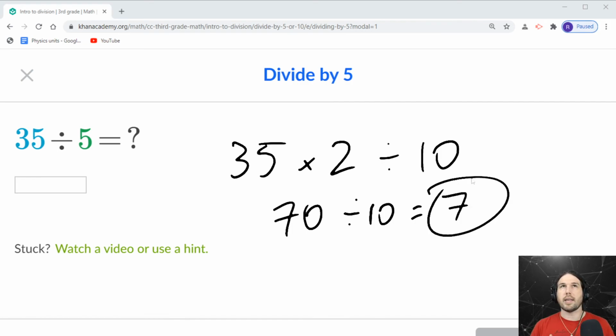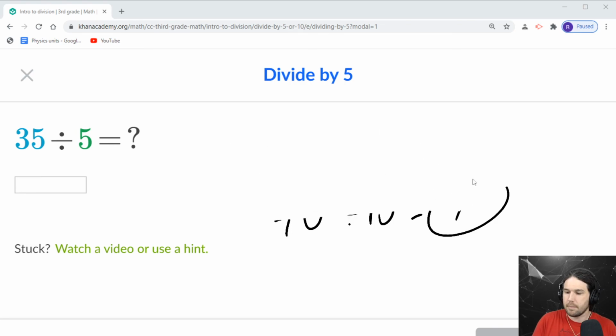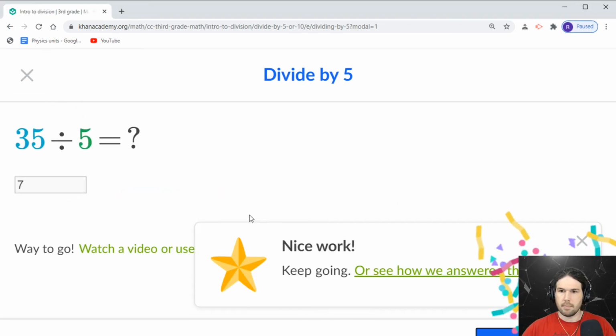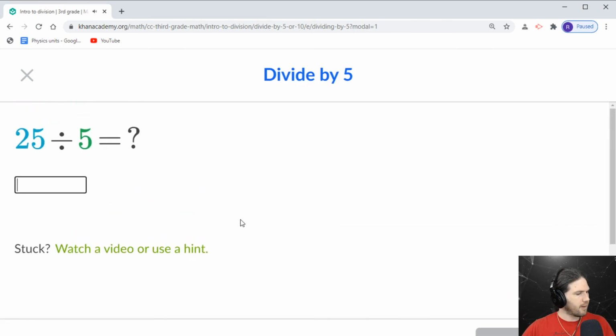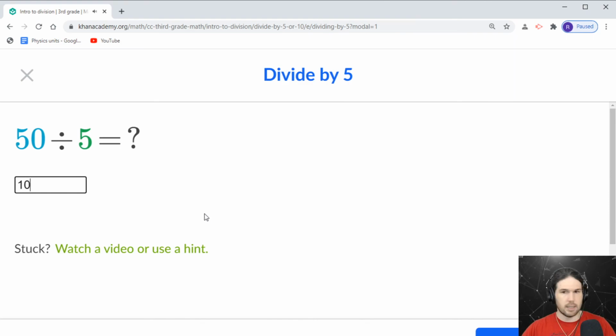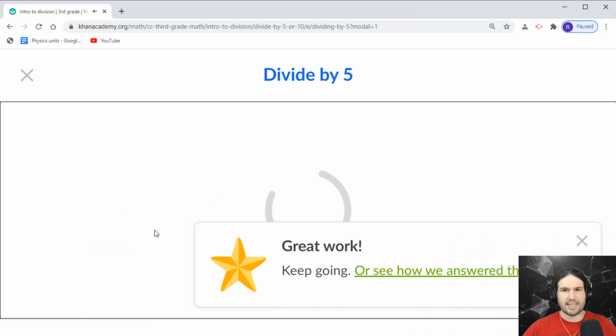So either way, you can use the fact that it's easy to both multiply and divide by 10 and relatively easy to multiply and divide by 2 to really simplify your mental math when you're dealing with 5s. I said 7, right? Yeah. 25 divided by 5 is 5. 50 divided by 5 is 10. And that's that.